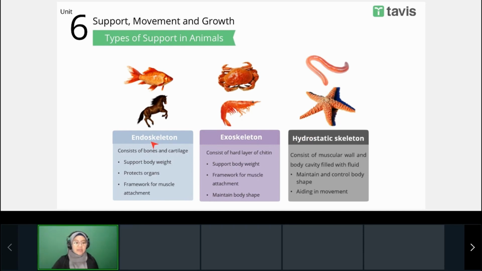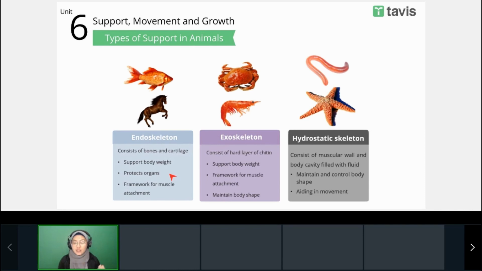Then what do they have, teacher? Okay, we go to the endoskeleton first. Examples of endoskeleton animals are this fish, a horse, a rat, and a snake. Any animal that has an endoskeleton consists of bone and cartilage inside their body. The bones and cartilage function to support their body. The bigger the animal, the bigger the bone and skeleton will be. Another function is to protect their organs.